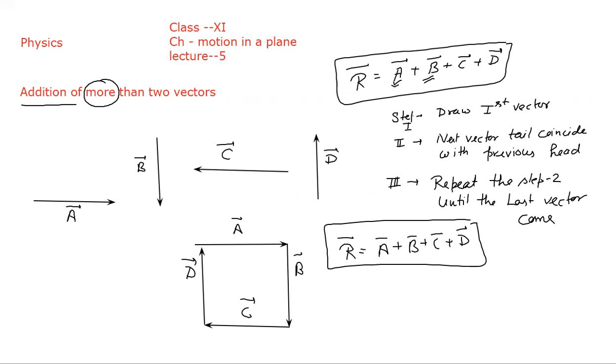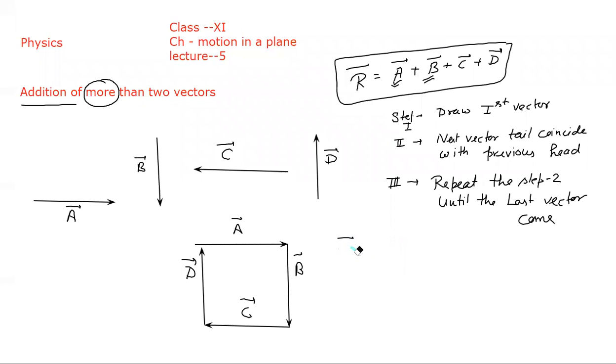There are many examples, A plus B plus C plus D plus E. For as many vectors, the steps are the same. And step 4 is what? The resultant. Right, step 4.